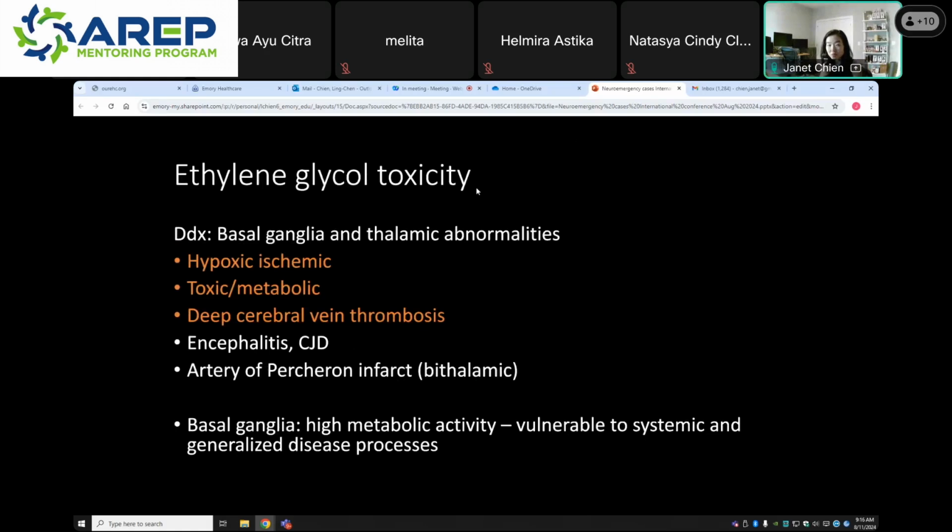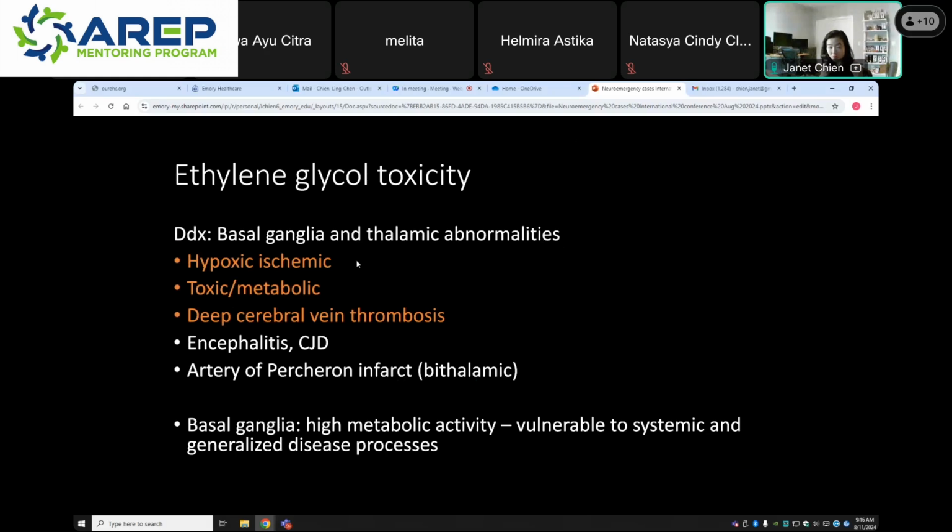So this case turned out to be ethylene glycol toxicity. There is no way that you would be able to come up with this diagnosis just based on imaging findings alone. They arrived at this diagnosis with some toxicology workup. But the teaching point in this case is I want you to know your top 3 differentials for basal ganglia and thalamic bilateral symmetric abnormalities.